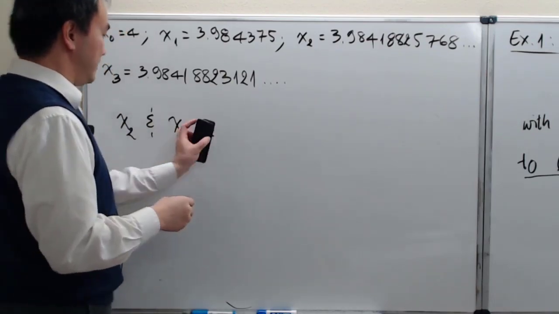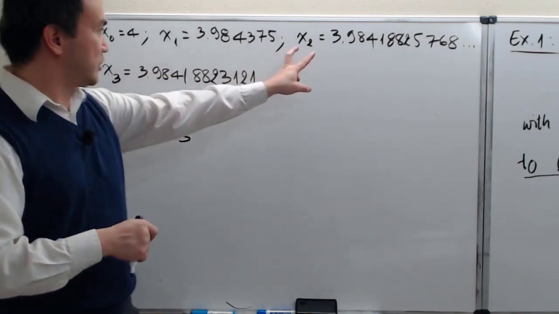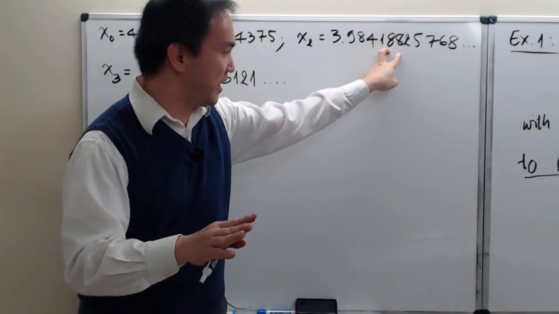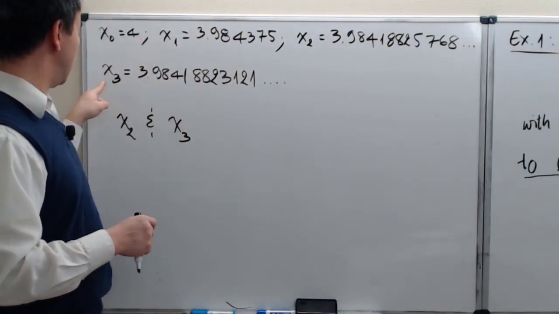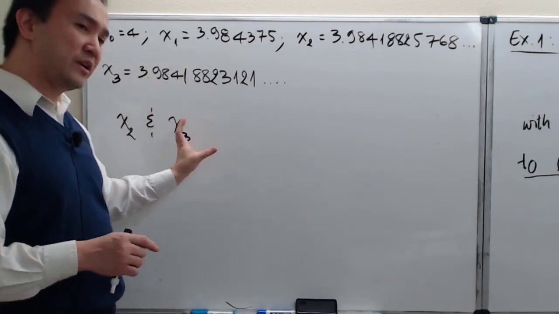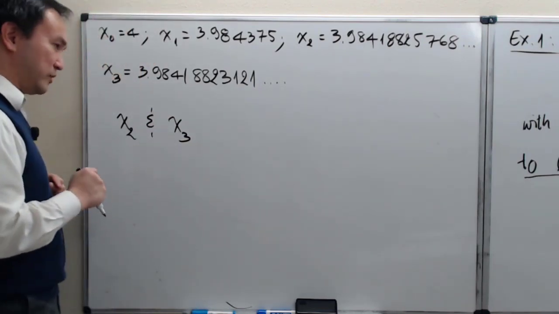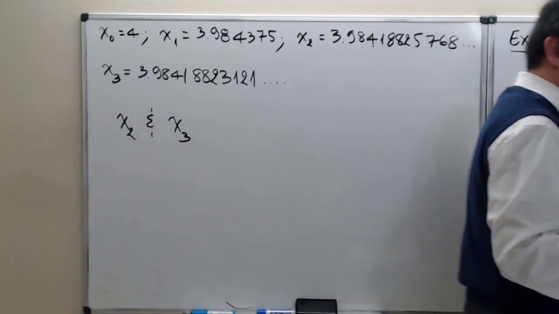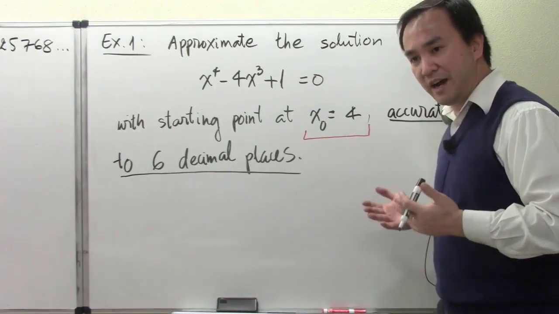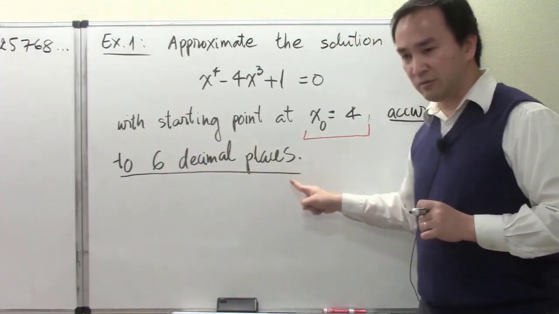So here's the thing. Yes, these 2 do agree. x2 is 3.984188, okay, that's 6 decimals, and even a 7th one. x3 is 3.9841882. So x2 and x3 actually agree within 7 decimals. So that's one thing I pointed out: x2 and x3 already agree up to 7 decimals. But we only need our answer to be accurate to 6 decimal places.